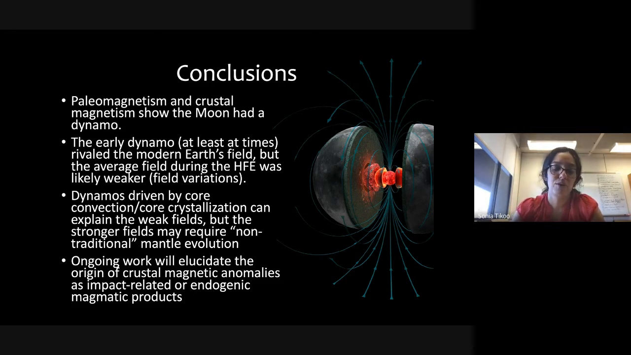Dynamos driven by core convection and core crystallization can explain weaker magnetic fields less than a few microtesla, but the stronger fields may require non-traditional mantle evolution or non-traditional power sources like precession. And ongoing work, such as the Lunar Vertex mission, will elucidate the origin of crustal magnetic anomalies on the moon and will help determine if they are all impact related or exogenic, or whether they could be the result of endogenic magmatic products. And so with that, I will conclude, and I'm happy to take questions.